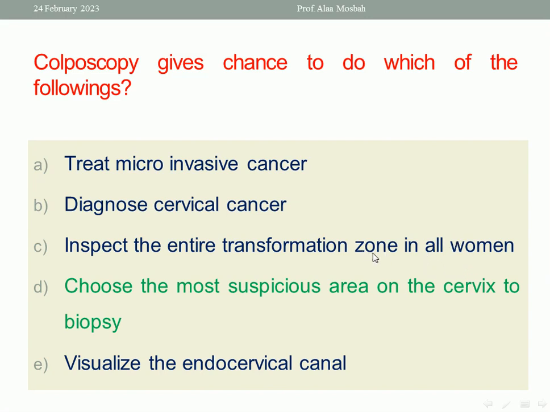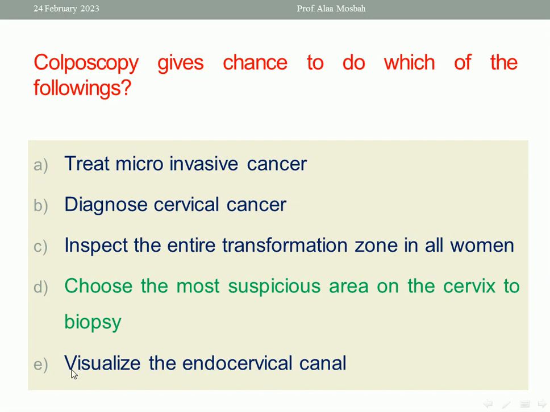So please read each word with concentration, because yes, I am inspecting the transformation zone using colposcopy. This is right. But the entire transformation zone cannot be seen in all women. So this is why I didn't choose this one. But I choose D, choose the most suspicious area on the cervix to take biopsy. Yes, this is the main target of colposcopy, to take biopsy from the most suspicious area on the cervix. After you apply acetic acid and you see the most suspicious area, before acetic acid and after acetic acid, you can choose the aceto-white area, the site where you should take a biopsy and send for histopathology. This is the main target of colposcopy, by the way.